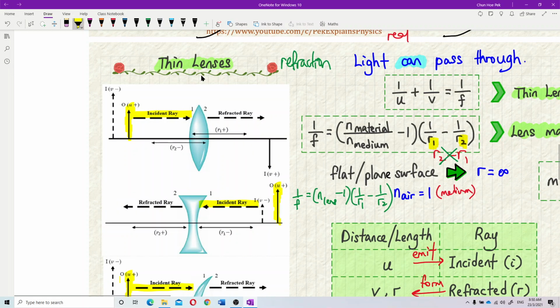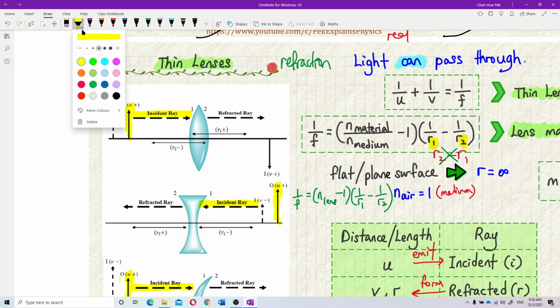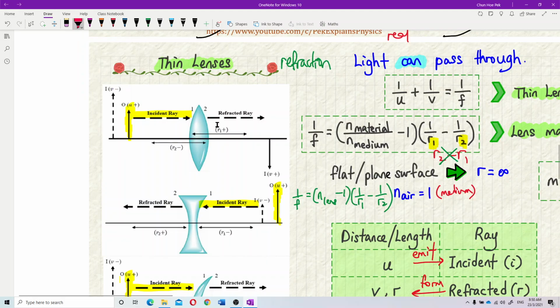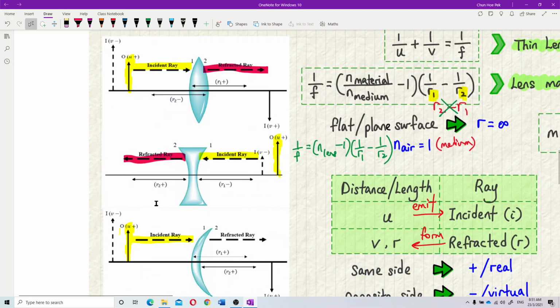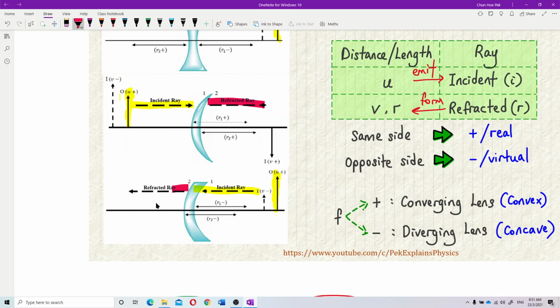For the refracted ray, it passes through, because a thin lens is about refraction. Refraction means the light can pass through. So the refracted ray is already at the other side. Then the ray comes out, the refracted ray. Same goes to this one: incident ray and refracted ray.